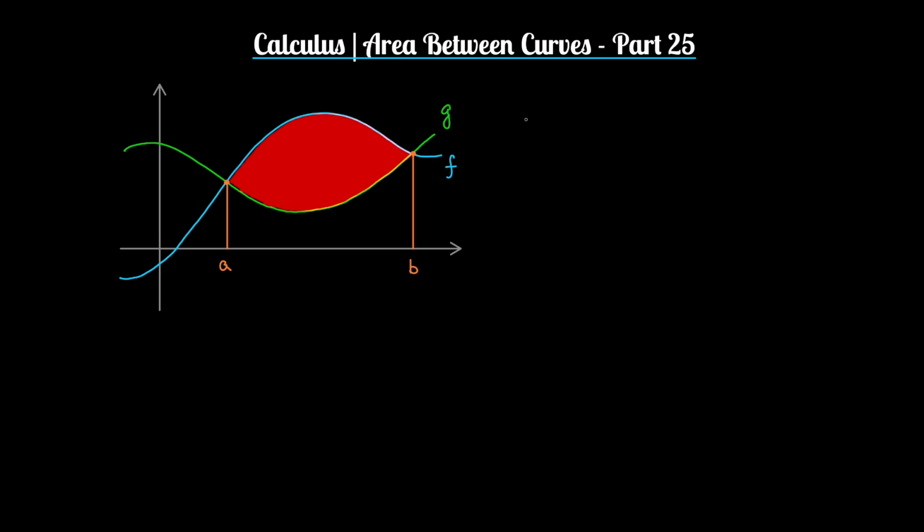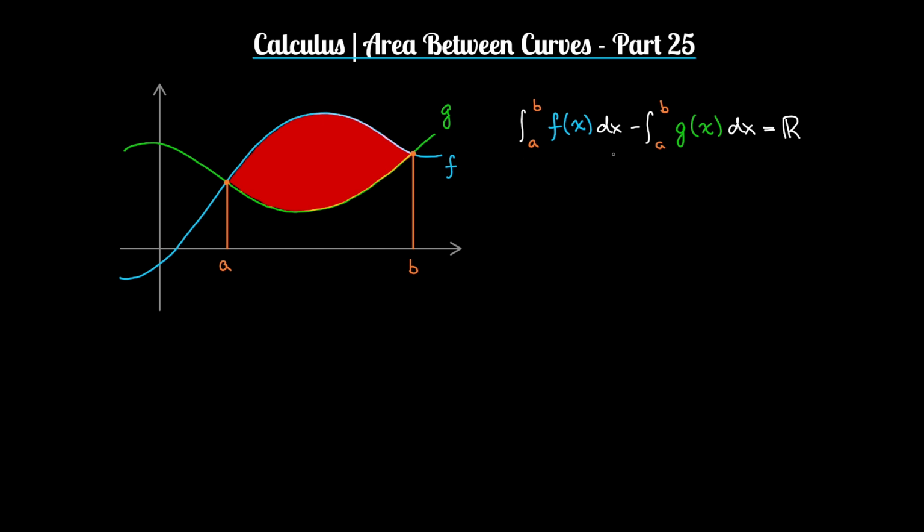So now that means we need to construct two integrals. We take the integral from our bounds a to b of the upper function f of x, and then we take the same integral from a to b of the other function g of x. And finally, we take the bigger area and subtract the smaller one. And of course, without a doubt, the result you're going to get is going to be a real number.